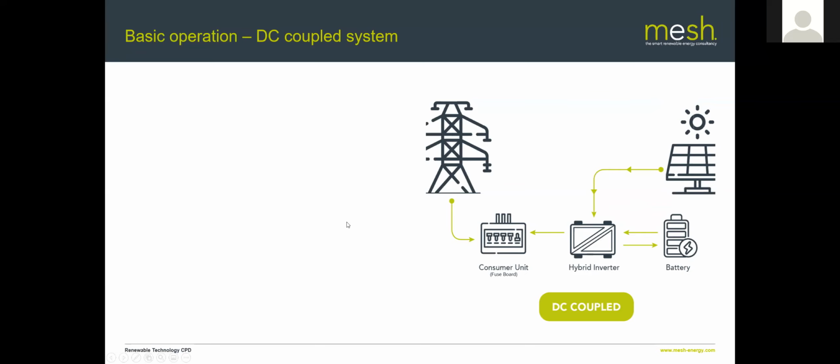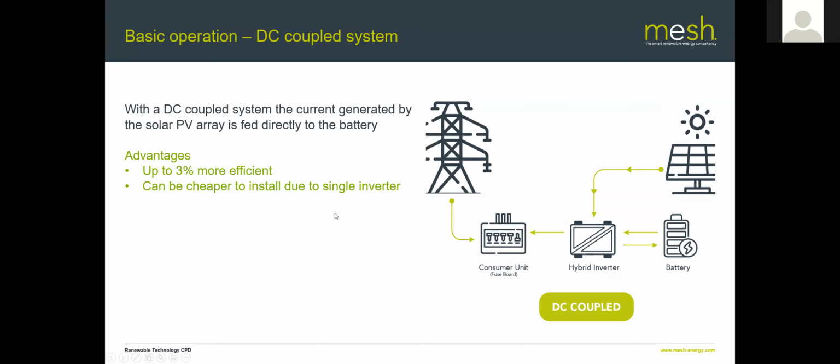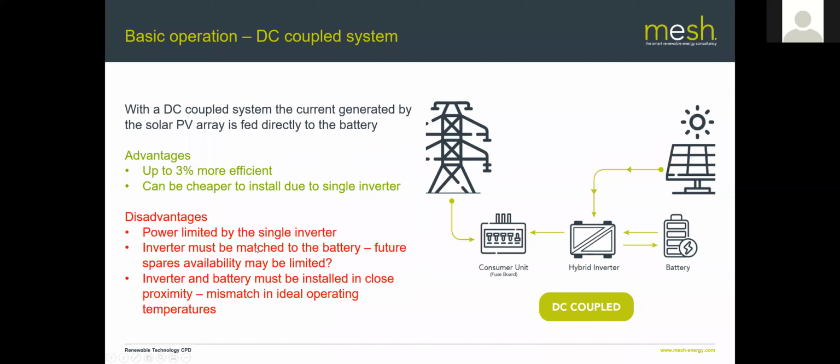So all good. So what are the upsides and downsides? Well, first of all, because the energy that's being produced by the PV isn't being converted to AC and then back to DC to be stored in the battery, it's about 3% more efficient. It can be a little bit cheaper to install than an AC coupled system because you've only got this one inverter, albeit that inverter will probably be more expensive than each of the individual inverters on an AC coupled system.